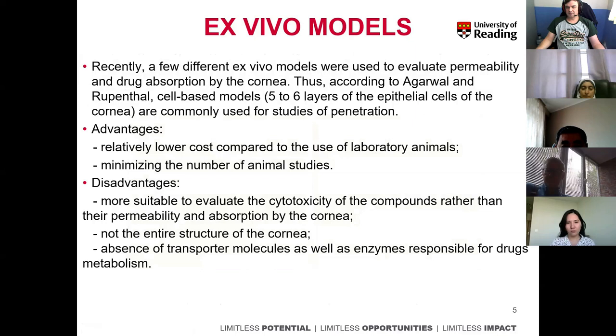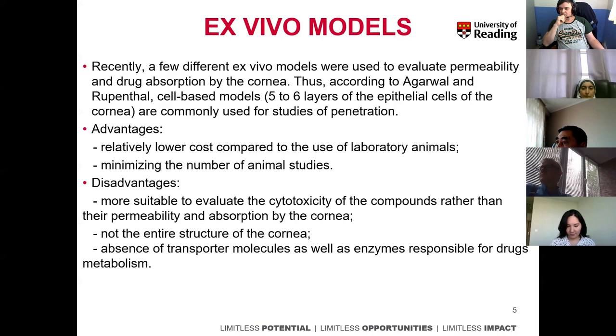Recently, a few different ex vivo models were used to evaluate permeability and drug absorption by the cornea. Thus, according to Agarwal and Rupenthal, cell-based models are commonly used for studies of penetration. Advantages of these models include a relatively lower cost compared to the use of laboratory animals, as well as minimizing the number of animal studies. However, this type of model is more suitable to evaluate the cytotoxicity of the compounds rather than their permeability and absorption by the cornea. This is because cell-based models are, in simple words, 5 to 6 layers of the epithelial cells of the cornea, but not the entire structure of the cornea. Additionally, these cell cultures do not have transporter molecules as well as enzymes responsible for drug metabolism.